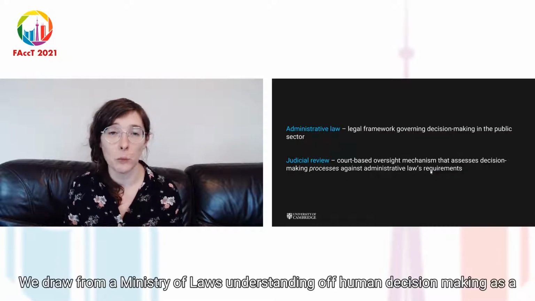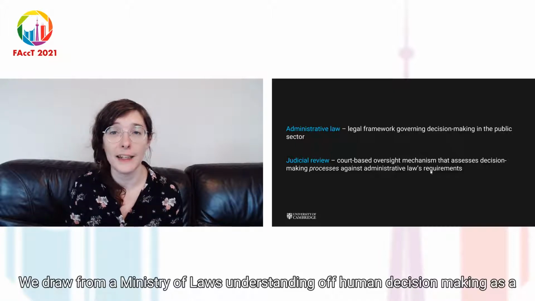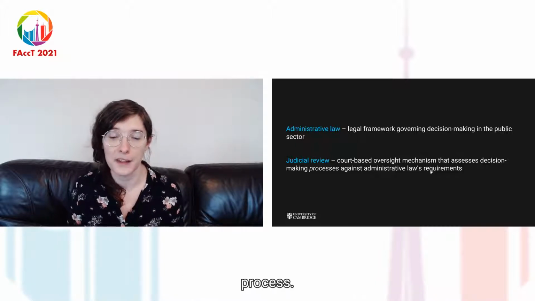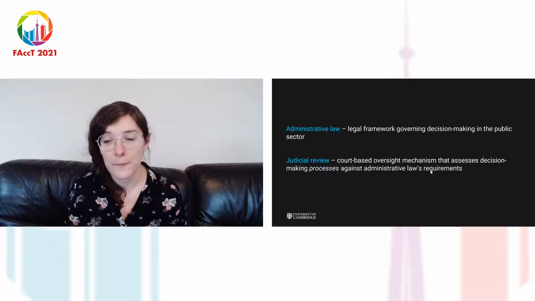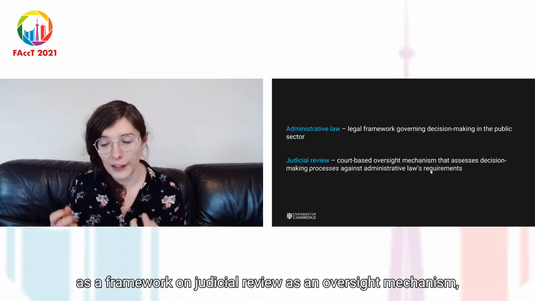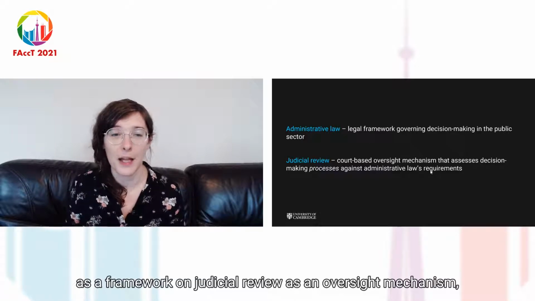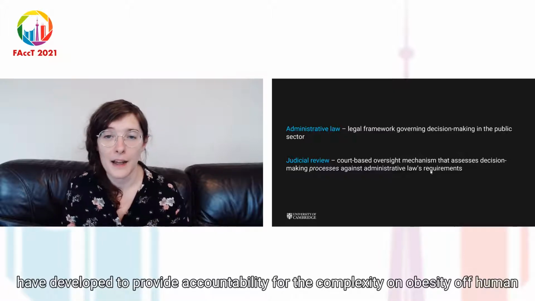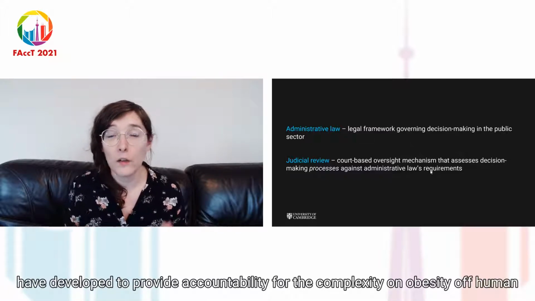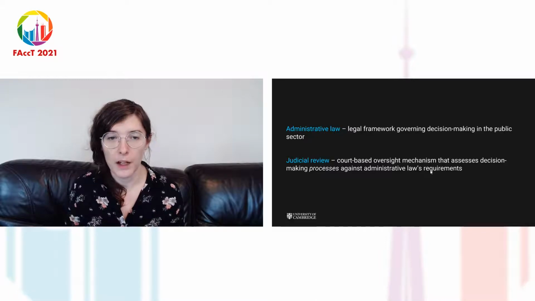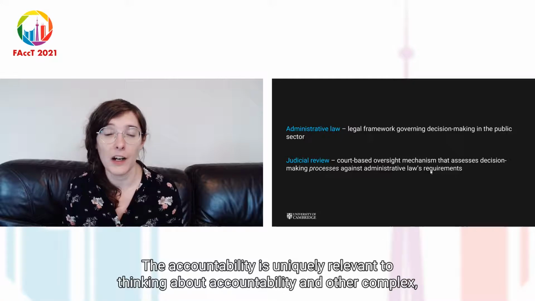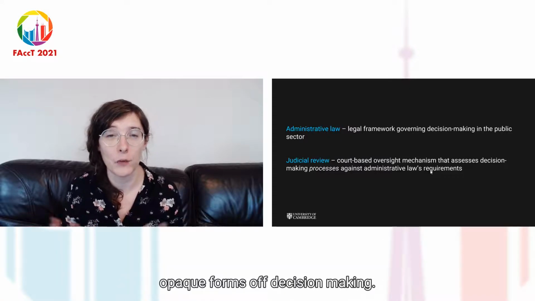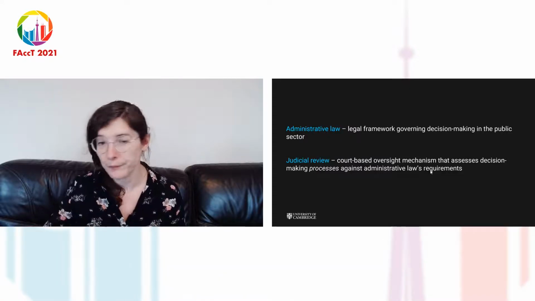To help with this, we draw from administrative law's understanding of human decision-making as a process. Administrative law is primarily concerned with holding decision-makers in the public sector to account. Administrative law as a framework and judicial review as an oversight mechanism have developed to provide accountability for the complexity and opacity of human decision-making. So their approach to accountability is uniquely relevant to thinking about accountability in other complex, opaque forms of decision-making.